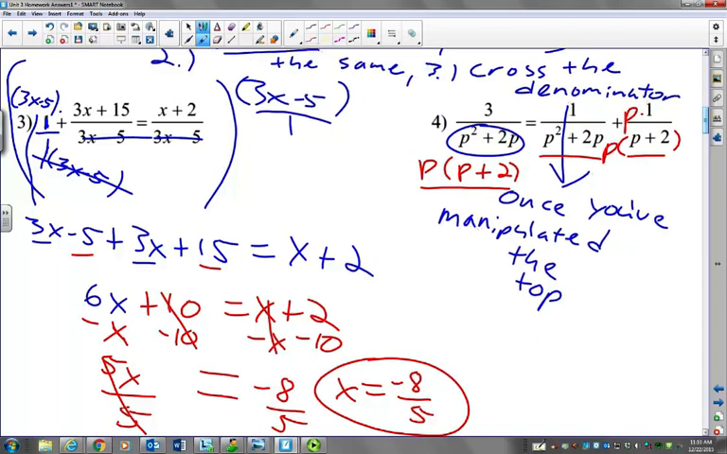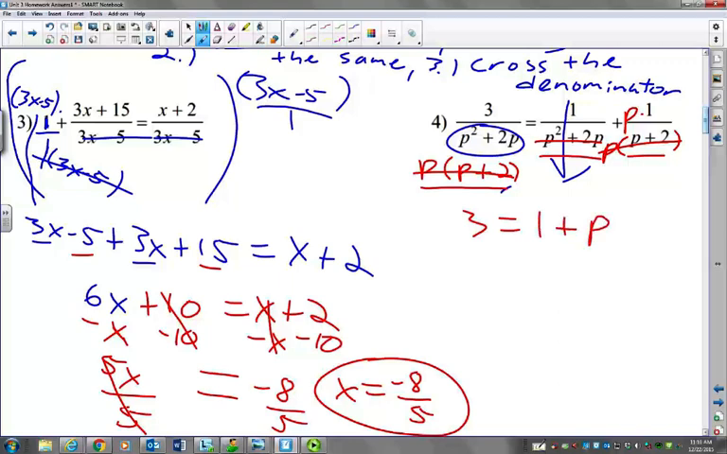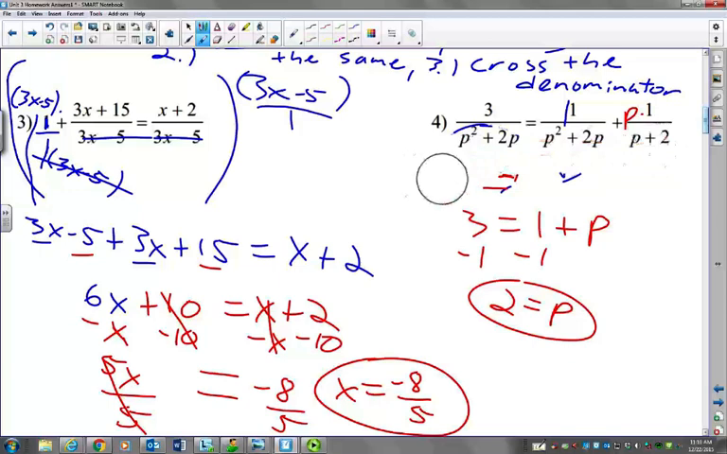So that's cool. Then we've multiplied and manipulated the top, and now we can just cross out the bottom, and we're just left with 3 is equal to 1. None of those changed, but the 1 over here did change to a p times 1, which is just p. Then we minus 1 to the other side, and we get p is equal to 2. So number 4 actually wasn't too hard at all. Now, just to verify that, it is always good to plug it back in and make sure it works.